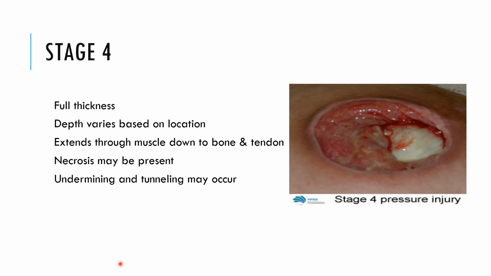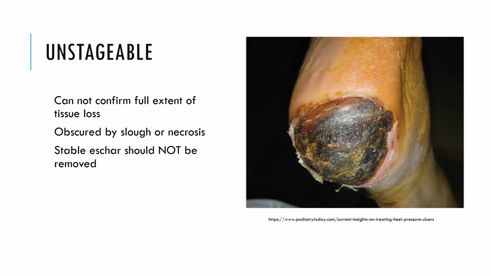If you look at this picture, it looks very similar to stage 3, but the only difference is this white portion, which is the exposure of the bone. If there's any presence of tendons or bony prominences, you will consider it a stage 4. The depth of this may vary. There might be presence of undermining and tunneling at this stage.